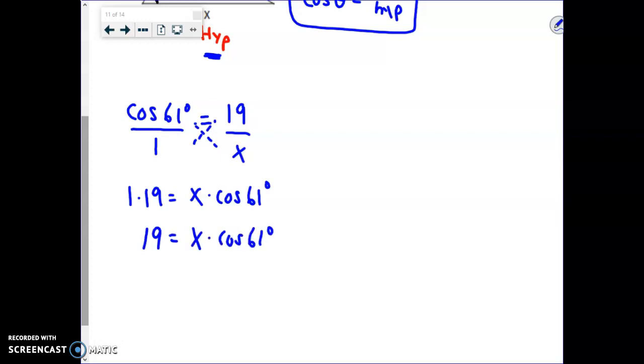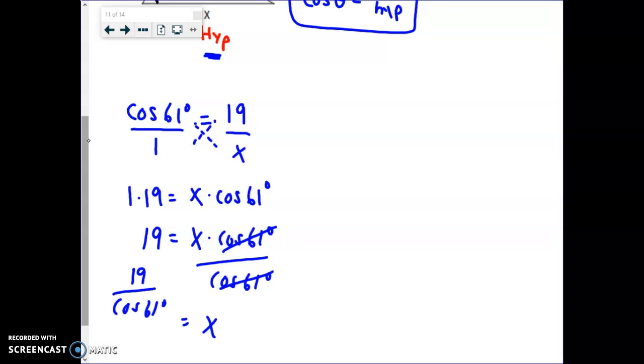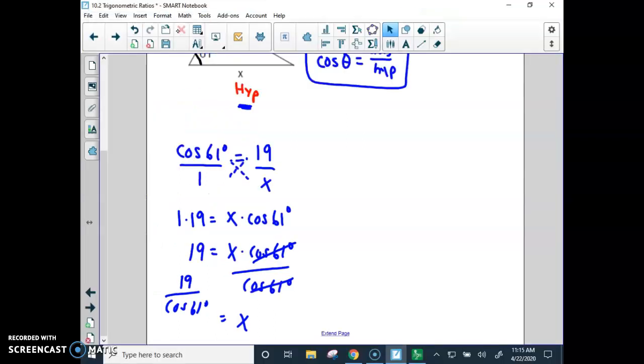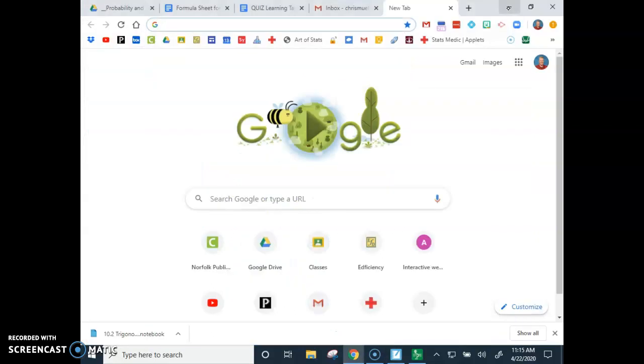Now, how do you get x by itself? Well, you just do opposite operations. We divide by the cosine of 61 degrees, and that cancels that out, leaving you with just x. And that's equal to 19 divided by the cosine of 61 degrees. So if I go to my calculator and take 19 divided by the cosine of 61 degrees, I should have my value for x. Okay? So I need to take 19 divided by the cosine of 61 degrees.